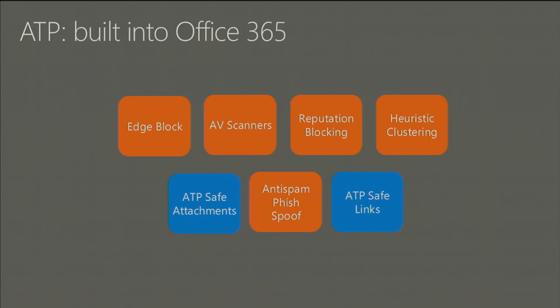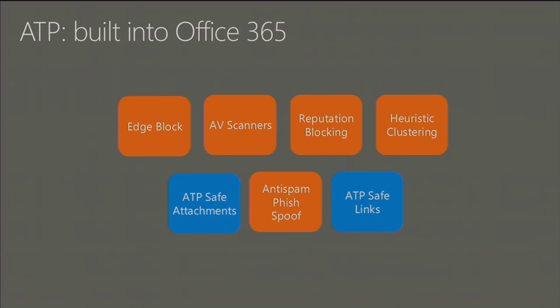So this is our full anti-malware stack that we use to protect you from malicious content. Everything that you see that's in red is what's included with a standard EOP subscription. The things in blue, ATP safe attachments and ATP safe links, you get with an ATP subscription, or it comes built into an E5 subscription.